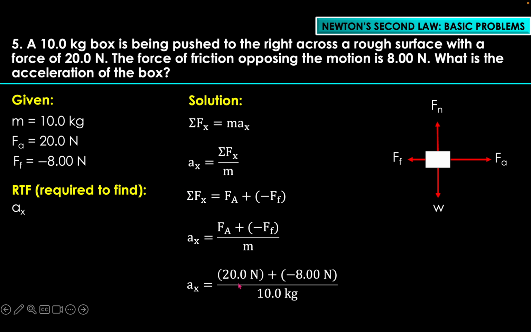Next part is the substitution. So applied force is 20 newtons plus the frictional force, so that's negative 8.00 newtons. And then for the mass, we have 10.0 kilograms. So the final answer here should be acceleration along x is 1.2 meters per second squared. So that's actually it. It's pretty simple.